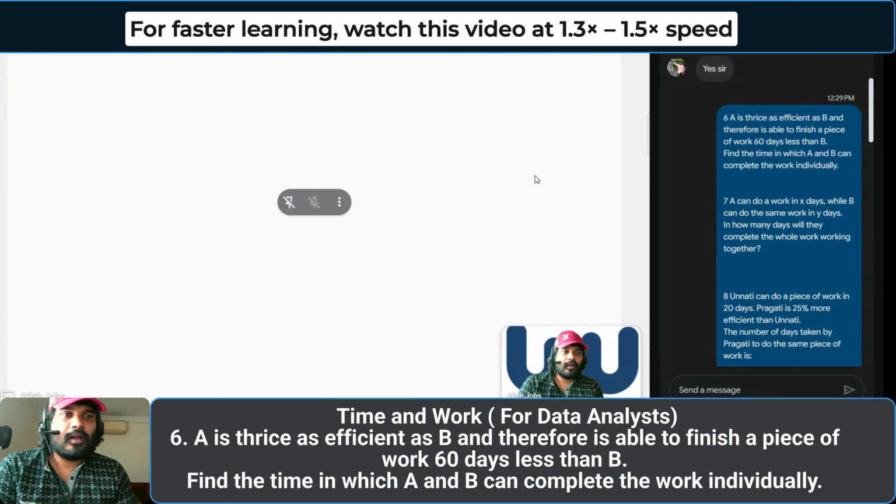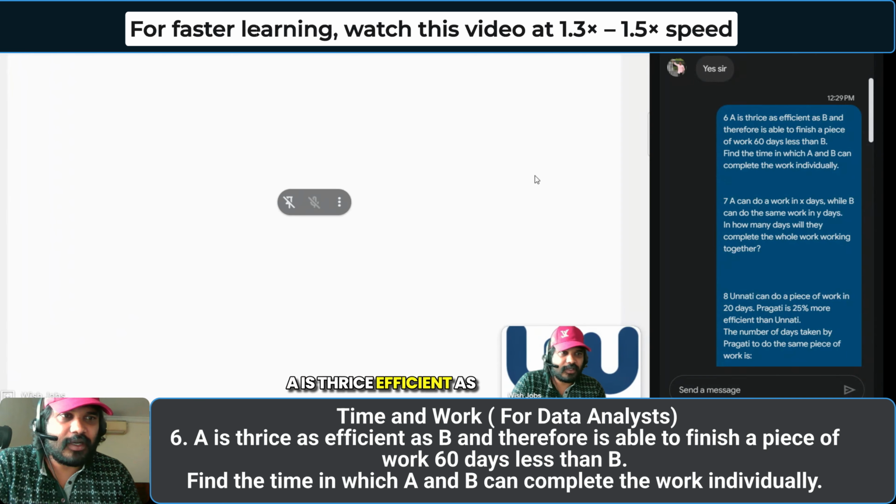Problem. A is thrice as efficient as B and therefore is able to finish a piece of work in 60 days less than B. Find the time in which A and B can complete the work individually.